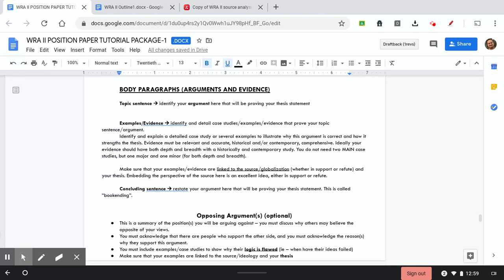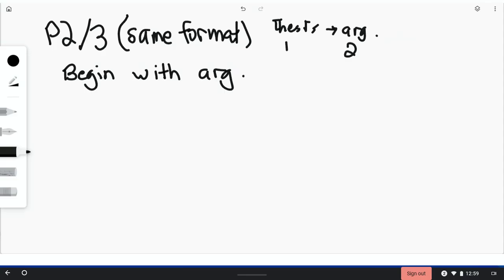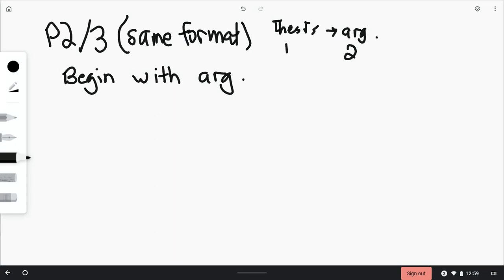Here's where we practice something called embedding. Come back to the source when you're writing. This is a good thing to be doing because it shows that you're still interacting with the original part of this assignment, which is the source. You then conclude by restating your argument. This is called bookending. So you begin with an argument. Again, your argument proves your thesis.